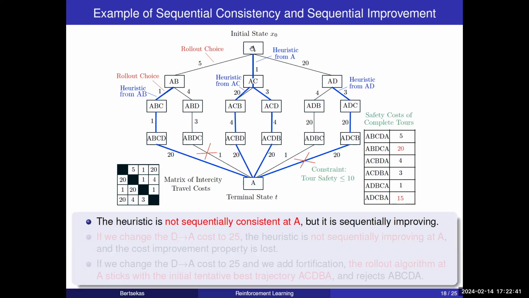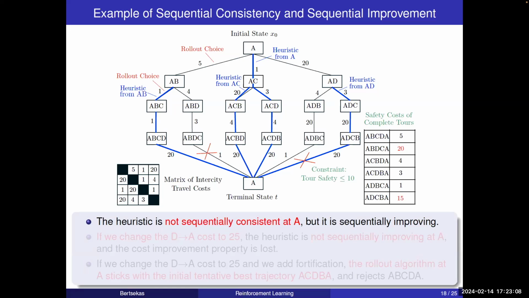At state A, there's two possible tours. At state AB, there's one possible tour. And at state AD, there's one possible tour. And then for each of these other states in this layer, and this layer too, any state that rollout would visit, so not including these, also has an obvious tour coming out. Okay, so that is half of the definition of sequentially improving.